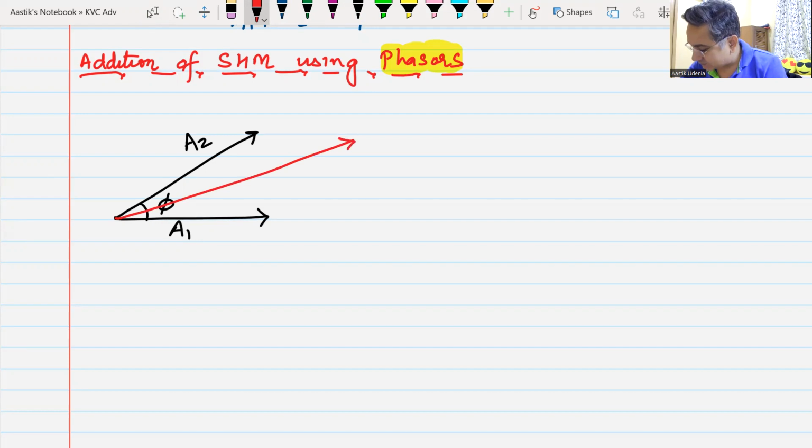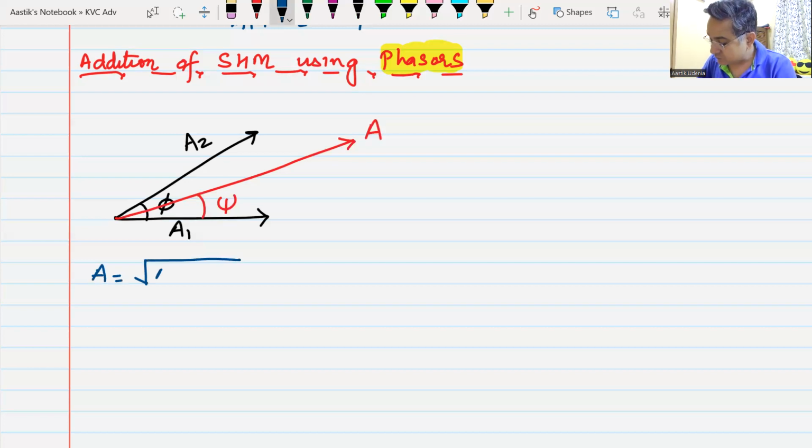Do we understand this? A. And it will make some angle psi with this wave. And therefore you can straight away write the value of A as under root of A1 square plus A2 square plus 2 times A1 A2 cos phi. Do we understand this? Yes or no?